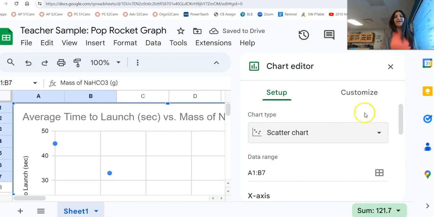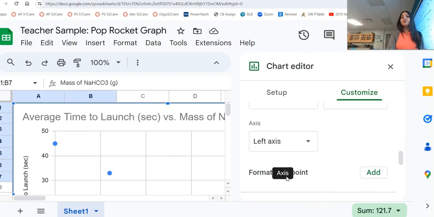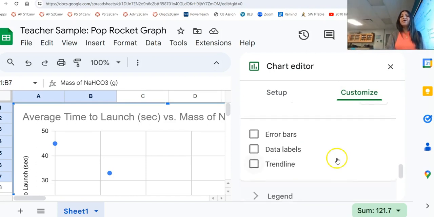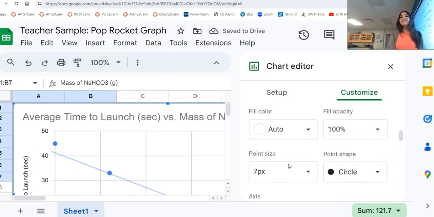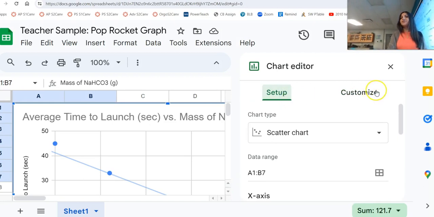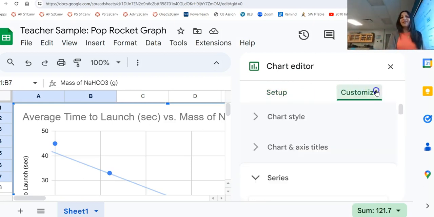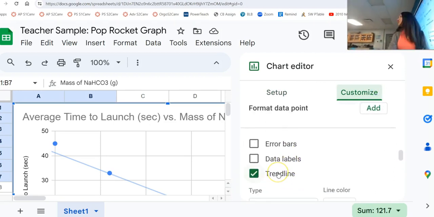Okay, so once I get my scatter chart, I'm going to click on Customize. And now there are 3 things that we have to click. So everybody's going to repeat after me. It's going to go Customize, Series. You're going to scroll down to the box that says Trend Line. Everybody say it with me. Customize, Series, Trend Line. Everybody say it. Customize, Series, then you're going to go down and click Trend Line.